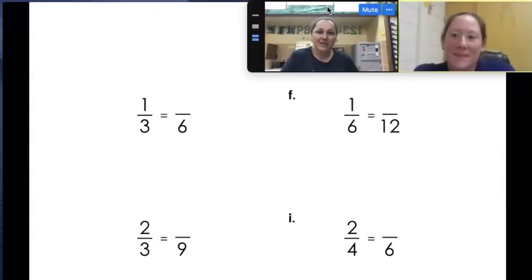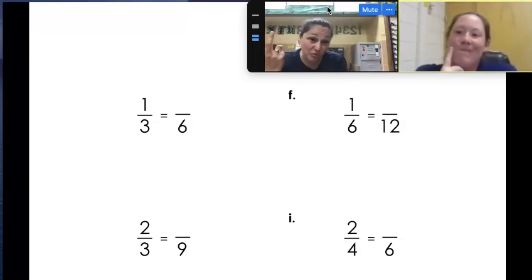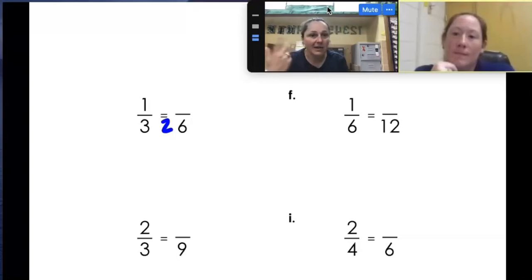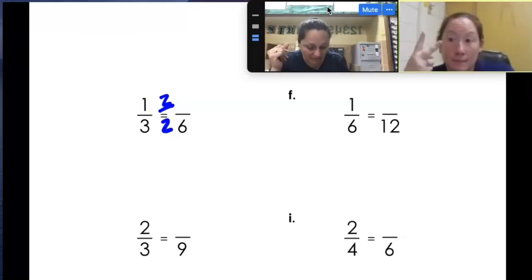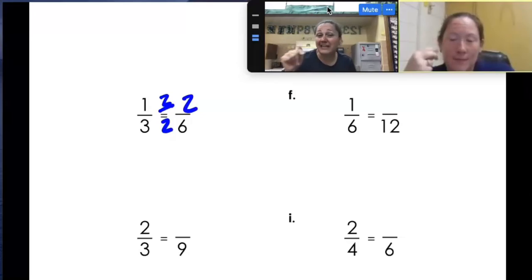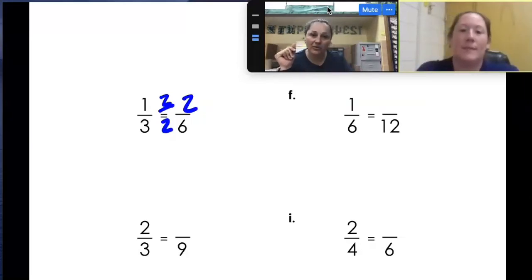Oh, okay. So, let's see. 3 times what would give me 6? So 3 times 2. So if I multiply 3 times 2, what I do to the bottom, I do to the top because I'm multiplying by a fraction of 1. So what is 1 times 2? 1 times 2 is 2. So 2/6 is equal to or equivalent to 1/3.